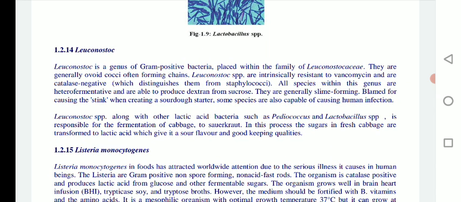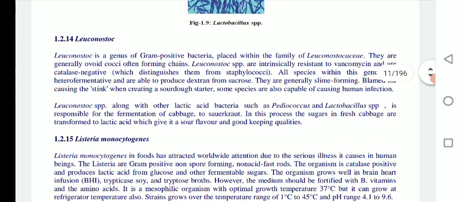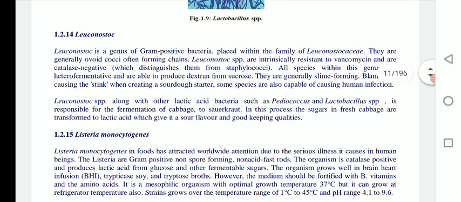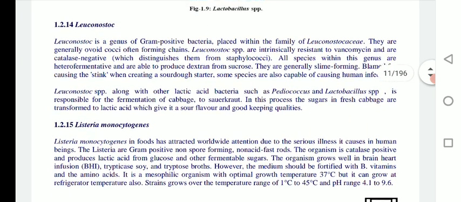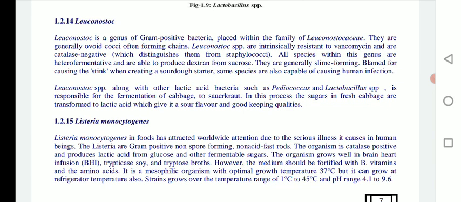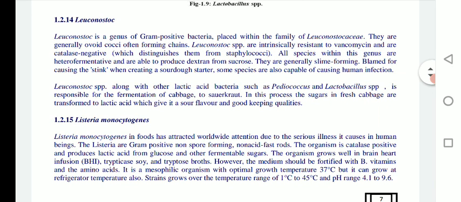Then the next bacteria is Leuconostoc. Leuconostoc is used in fermentations of various products. It is a genus of gram-positive bacteria placed within the family Leuconostocaceae, and they are generally ovoid cocci, often forming chains. Leuconostoc species are intrinsically resistant to vancomycin and are catalase negative, which distinguishes them from staphylococci.